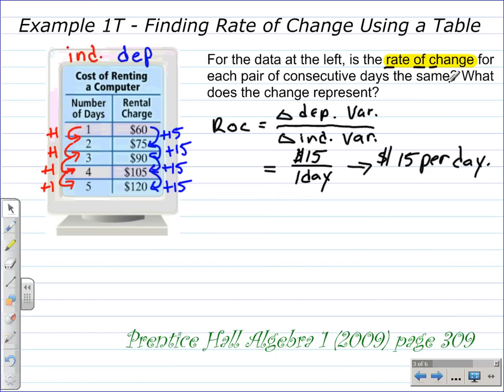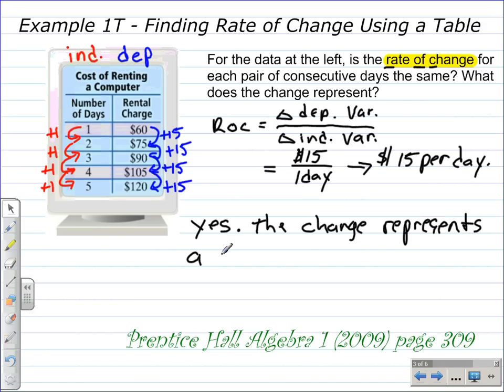So to write a little sentence to summarize our answer here, the answer to the first question is the rate of change for each pair of consecutive data is the same. Yes, it is. So yes. What does the change represent? The change represents a charge of $15 per day.